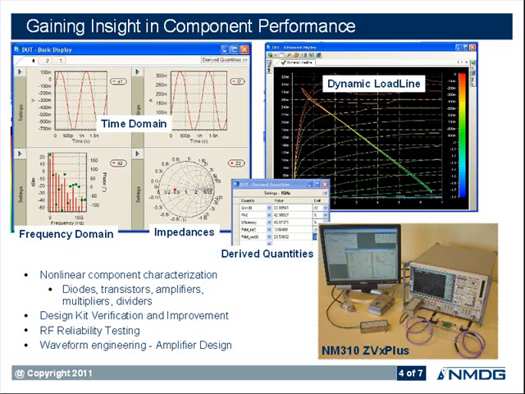Another reason why to use this capability is for the reliability testing of your devices. Often reliability is done with DC measurements only, but now it is possible to do it under RF realistic conditions so that you can actually see your devices breaking down and possibly restoring from the breakdown. And another major area of this measurement capability is basically to use the waveforms that can be visualized now as basically amplifier design tools.